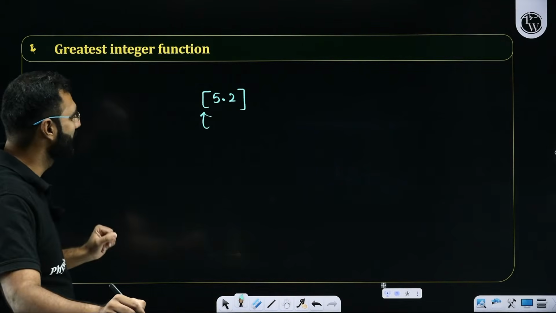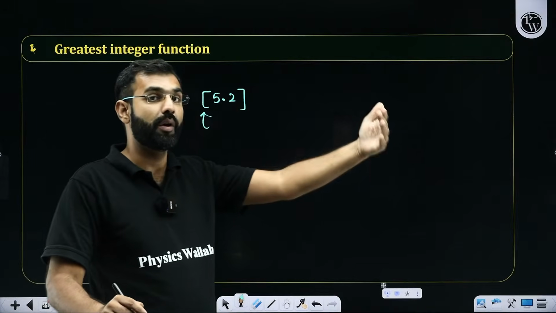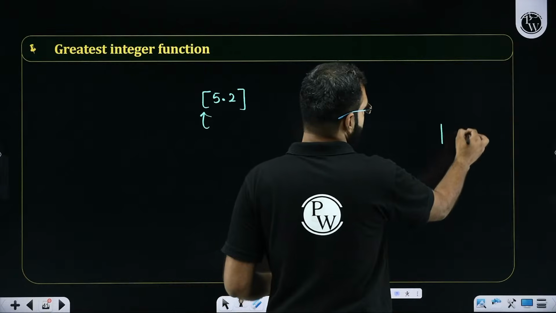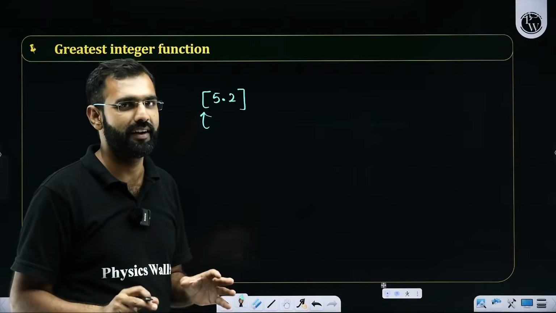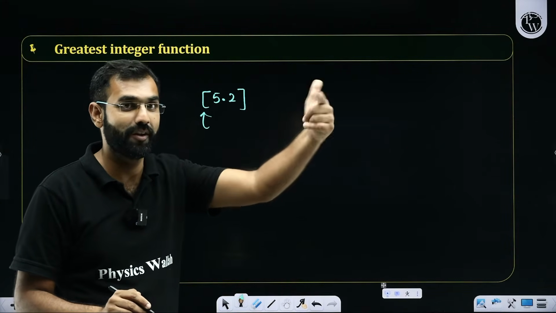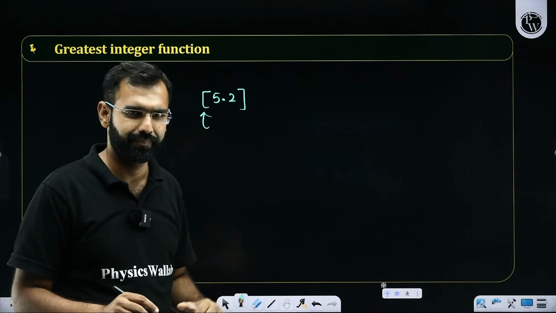Anyways, coming back here. 5.2. This bracket sign should be specified in the question as representing GIF. For example, here, this represents modulus, right? So this bracket should be specified in the question that it represents GIF. GIF is not that GIF which you forward in messages. This GIF is the greatest integer function.